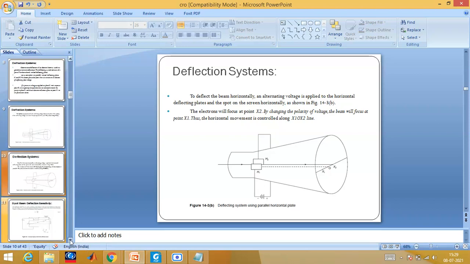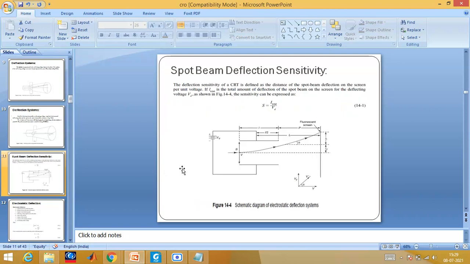Okay, now the next part, the spot beam. See, with certain angles on the fluorescent screen, when you are passing out, there is a formula: S is equal to I total by VD, the deflecting voltage. So depending upon that only, this particular electron beam spot will come into the picture. Okay, this formula is not required for diploma, but for BTech this formula is required. S is equal to I total by VD.